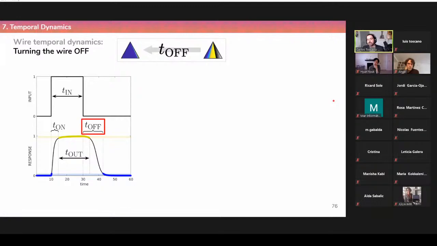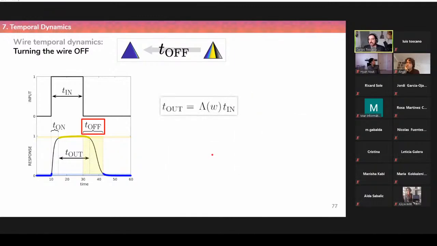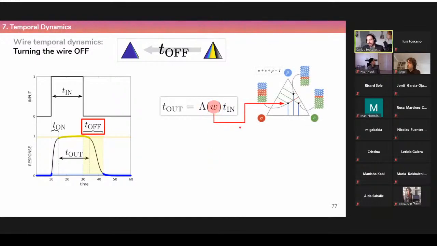Now, what about the turning off time? That time span right there. Well, I told you that this is the time that it takes for turning off a wire, counting from the moment that the input signal disappears from the culture. And it turns out that this turning off time is proportional to the input duration. And this scaling factor depends actually on where your wire is placed inside the wire space. So it depends on the specific proportion of the three strains.